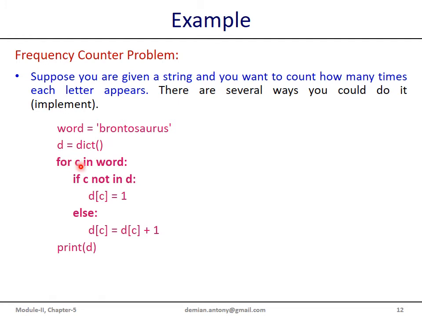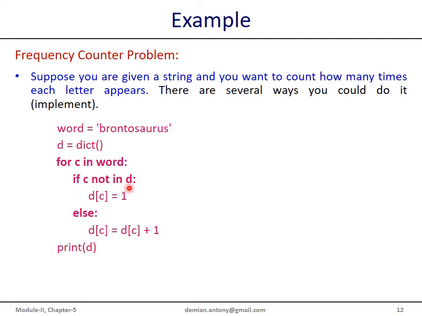We read each letter from this string, and you check whether this character, or letter, is already present in a dictionary. How do you check? You have to check with the in operator, and here it is the not in. If this letter is not in the dictionary, that means it's a first occurrence, the first appearance of a letter while moving from left to right of the string.